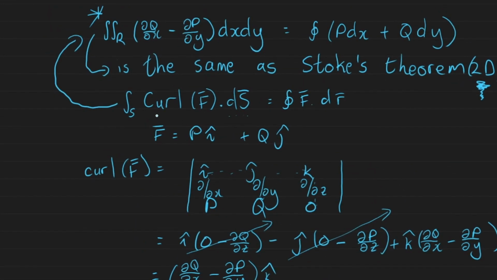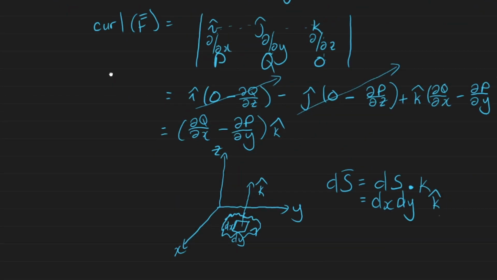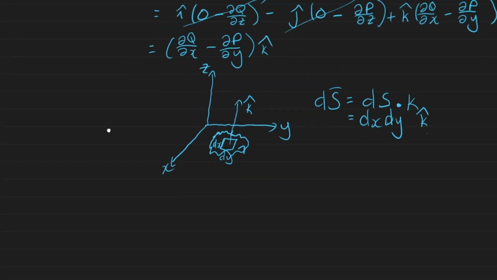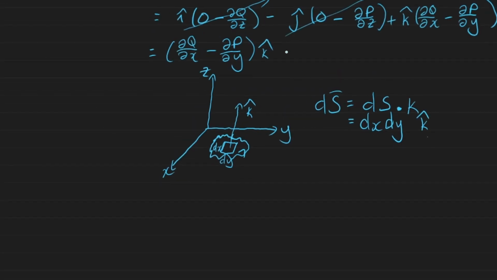So we see that for Stokes' theorem, what we have to do is take the curl of the vector and multiply it by the vector area dS. So let's do that. We saw that the curl of that vector was dQ/dx minus dP/dy, and now we're multiplying by the vector area.